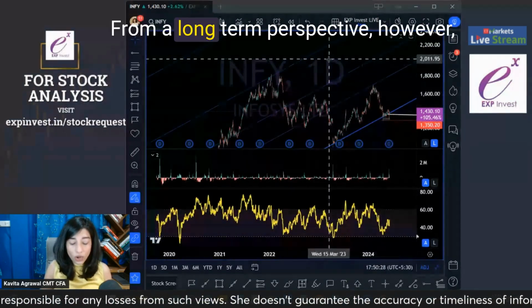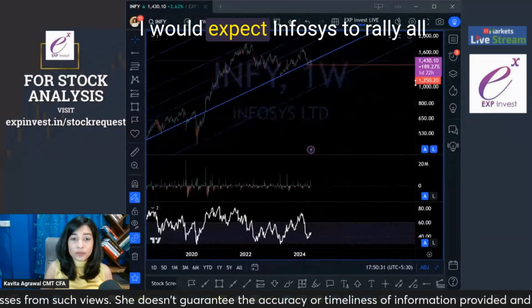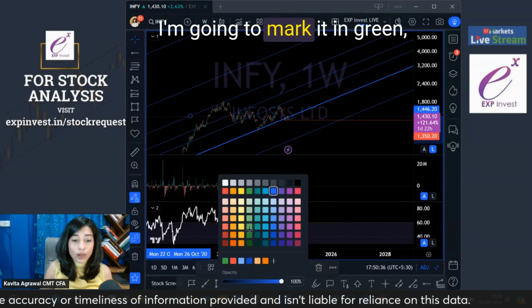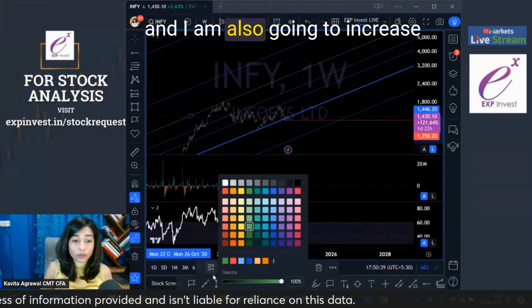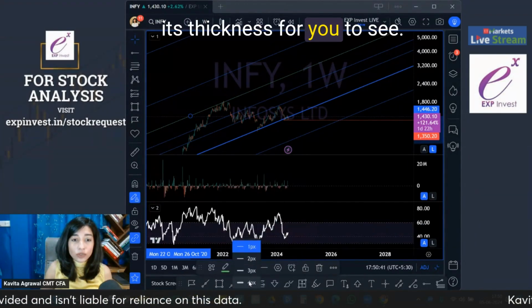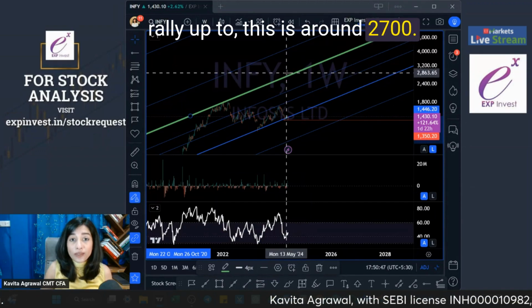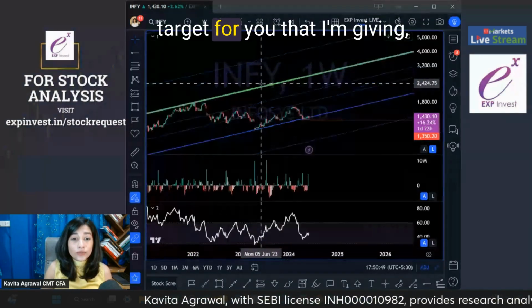From a long term perspective, however, I would expect Infosys to rally all the way to this resistance trend line. I'm going to mark it in green, and I am also going to increase its thickness for you to see. I think this is where it can easily rally up to. This is around 2700, so that's a pretty significant target that I'm giving.